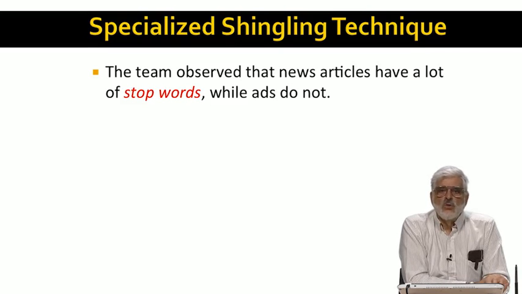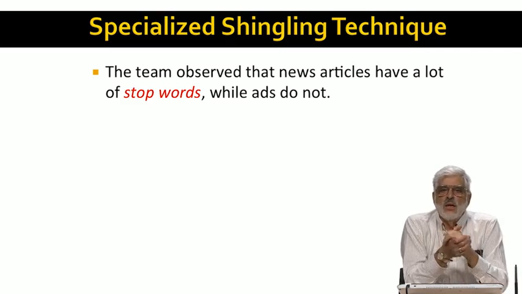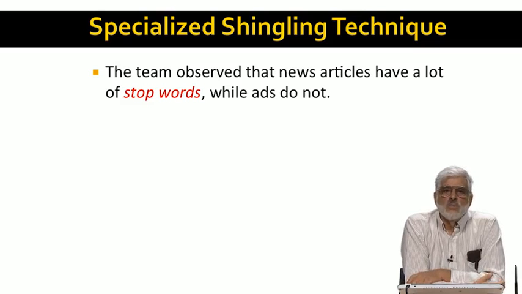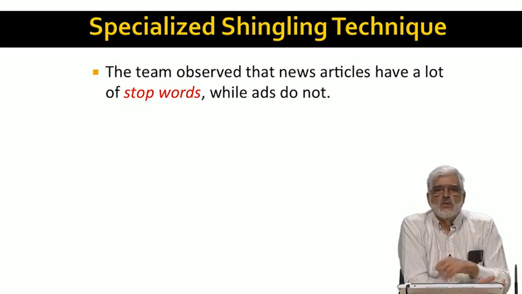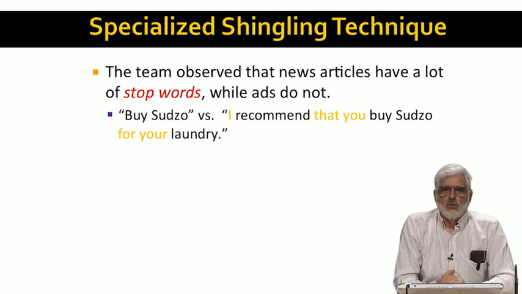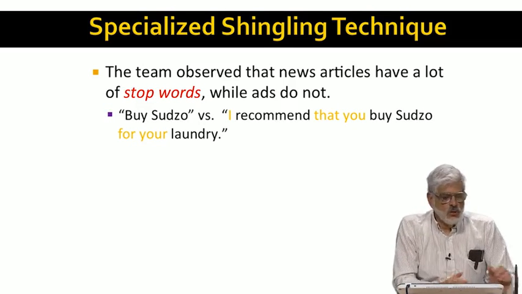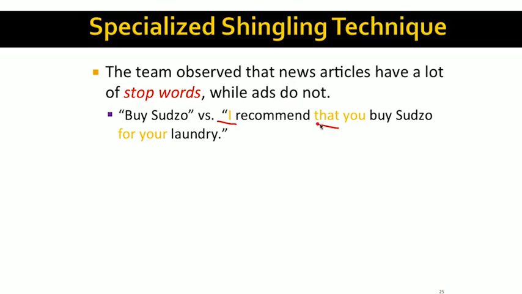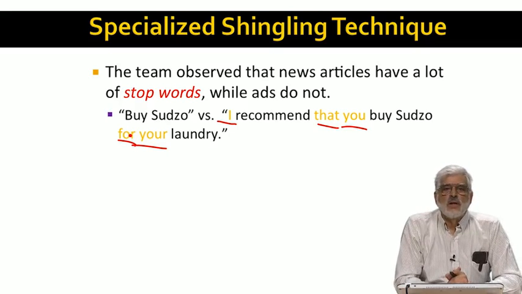Typically, the set of stop words includes things like and, the, to, and so on. Usually when analyzing text, we ignore stop words because they don't tell us anything about the subject matter. But here the key observation was that the stop words tell us whether we're looking at the news article from which we want to take our shingles, or ads or other peripheral matter from which we do not want to take shingles. For example, ordinary prose would say something like, I recommend that you buy Sudzo for your laundry. The likely stop words are shown in orange. That, you, for, your, very common words. But in an ad, we would just find something abbreviated like buy Sudzo, which has no stop words at all.